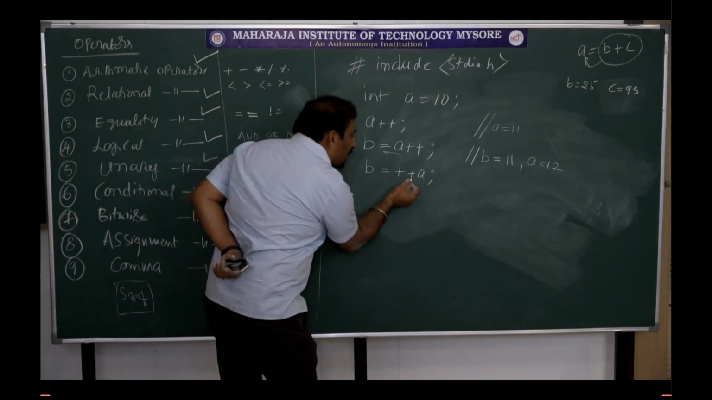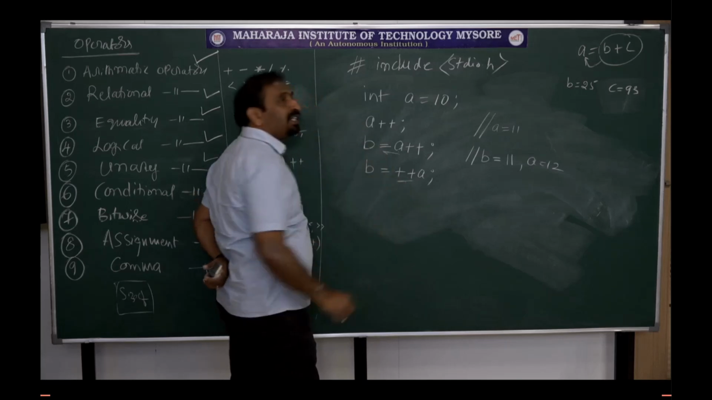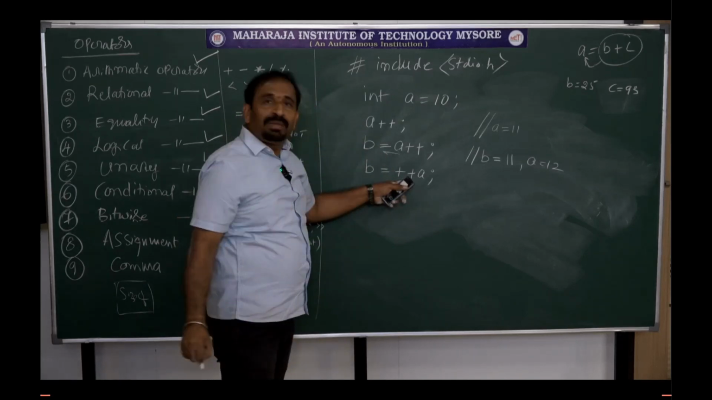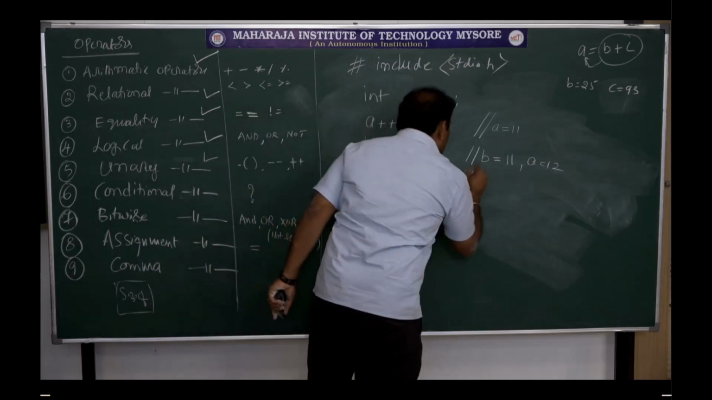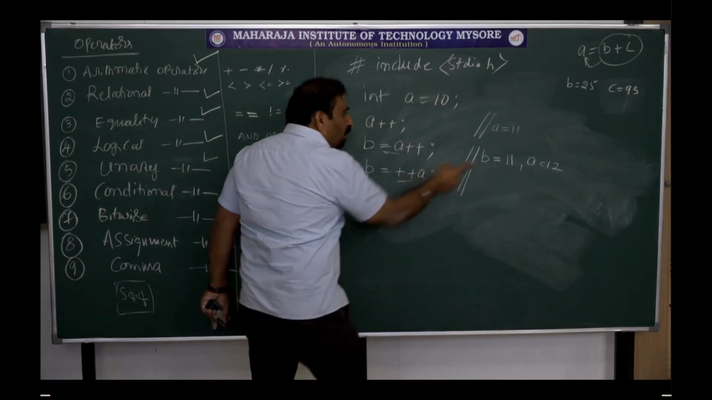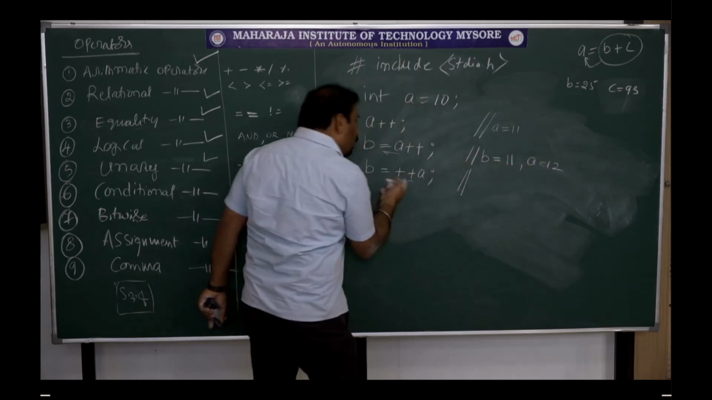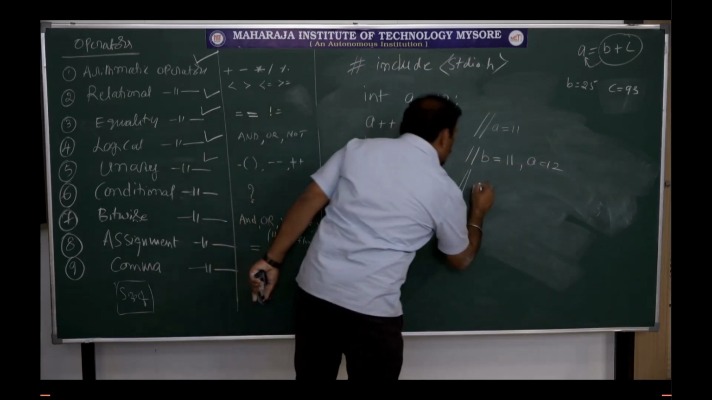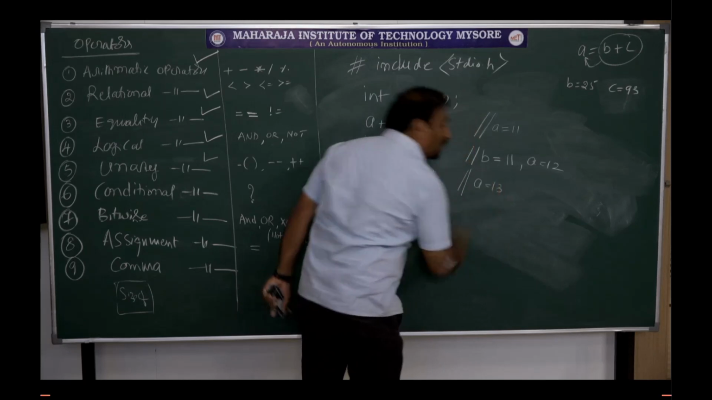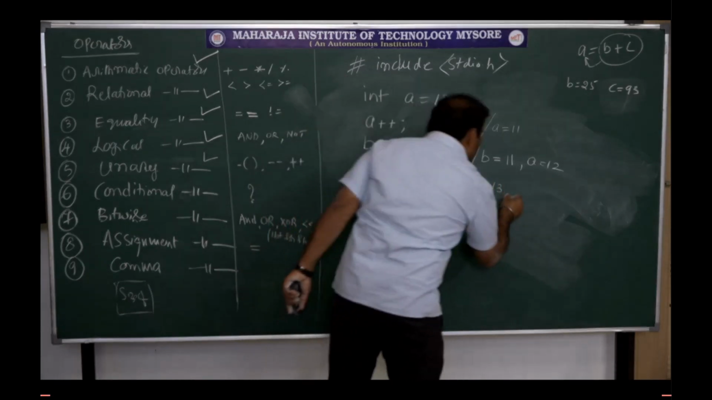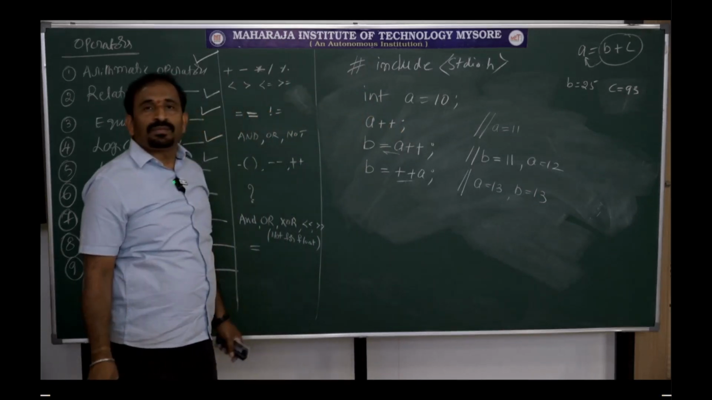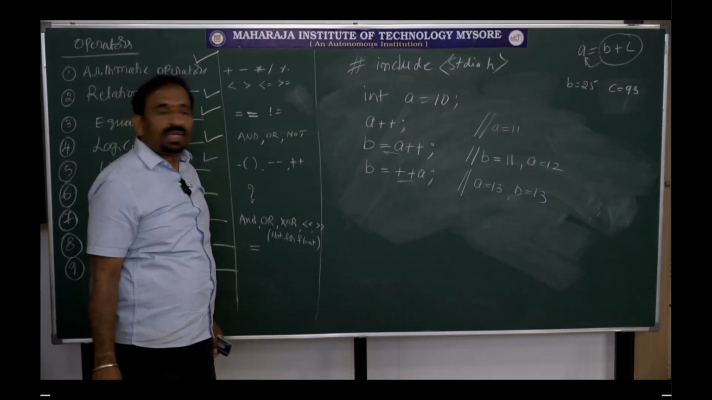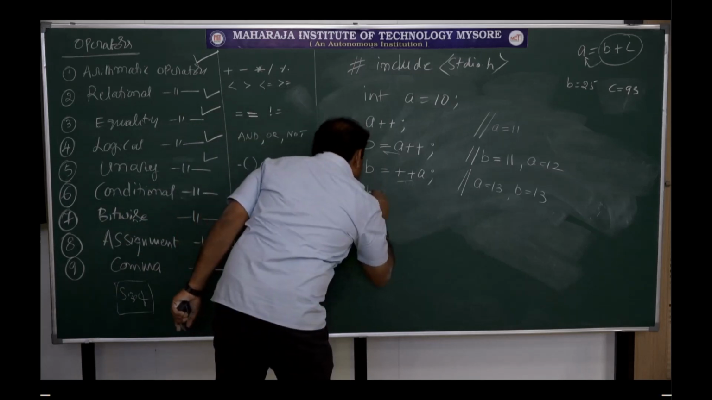Now here it says first you do the incrementation of A. Now let us see what is there here. What is the value of A? A is 12. So first it is incremented, so A becomes 13. Then B also becomes 13.